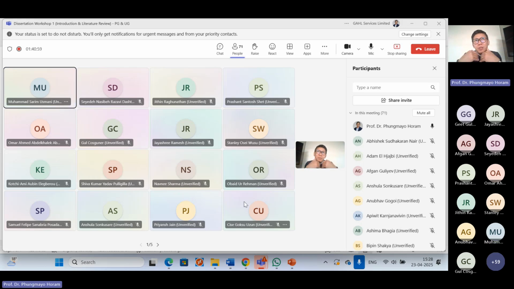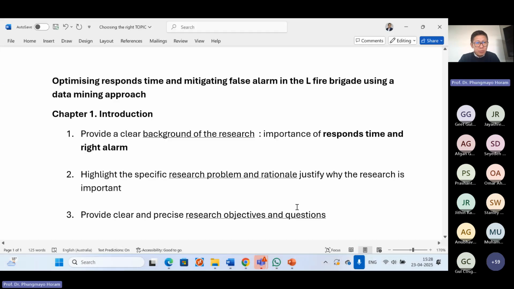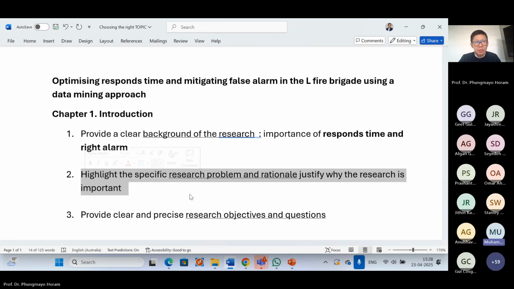Yep. And then what would be the research problem or the rationale? How would you break it down? So you mean the research questions? No, no. The second part, the research problem: highlight the specific research problem, the rationale, justifying your research. So the research problem, I think it is quite clear from the title, is the waste of resources. We have to manage those. The problem is that the resources are being wasted.